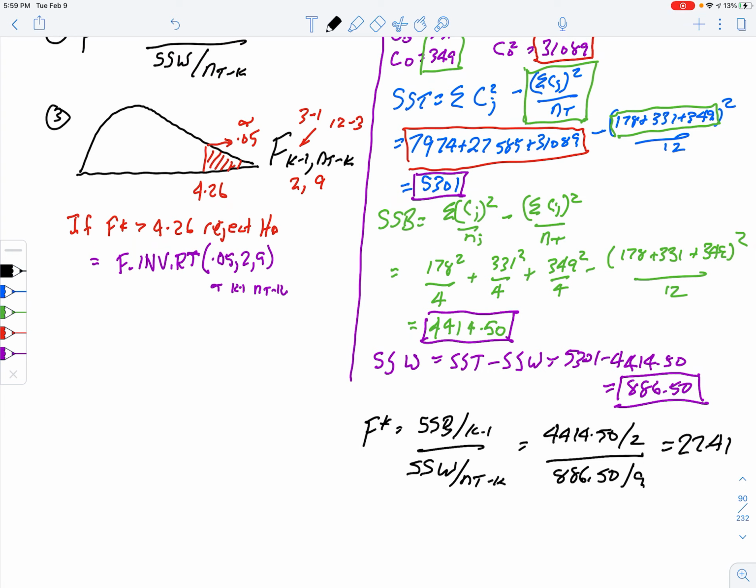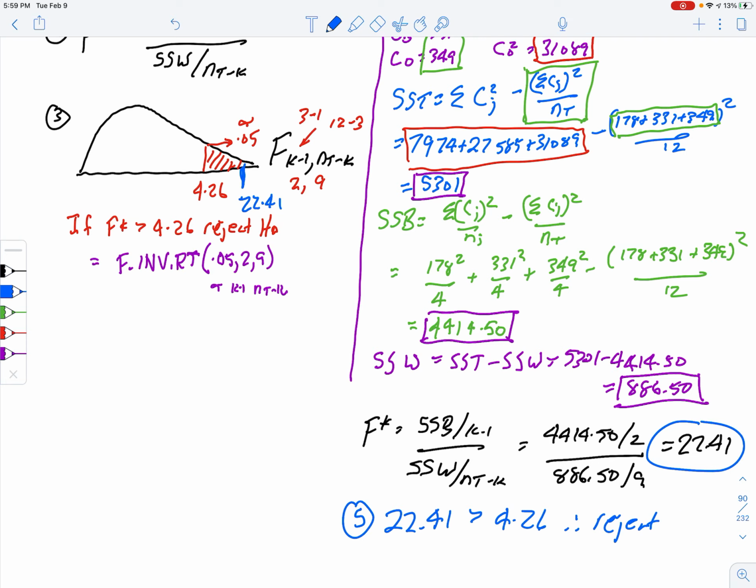Now, we come back over here and we say, where does 22.41 fall? And it is way out here. So we would say 22.41 is greater than 4.26. Therefore, reject H0. What this is telling us is that at least one of these means differs from the others.